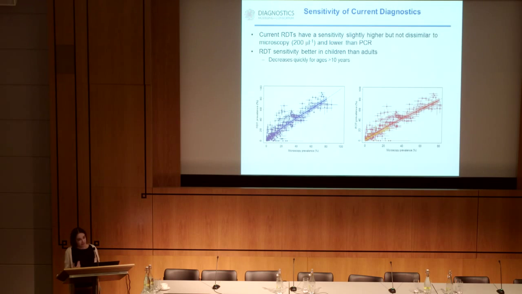And by comparison, which you see on the next slide, that's somewhat lower than a PCR. So still RDTs will be missing a substantial pool of infections. Interestingly, the RDT sensitivity was better in children than adults. That's perhaps not that surprising. Children tend to have higher parasite densities than adults, and that's what's shown on the right.